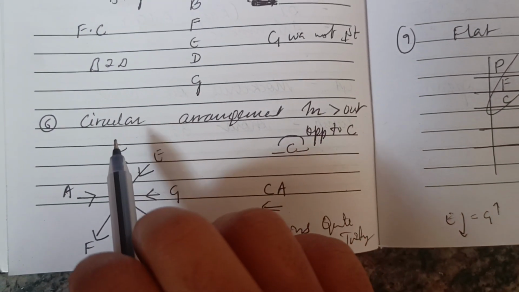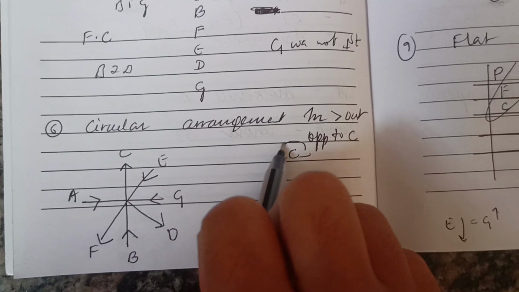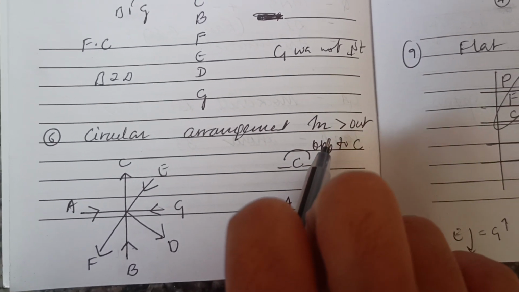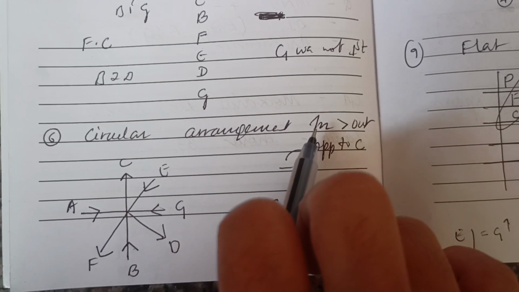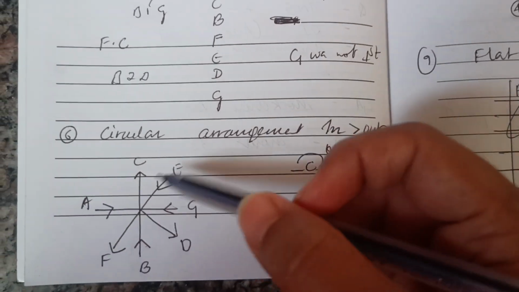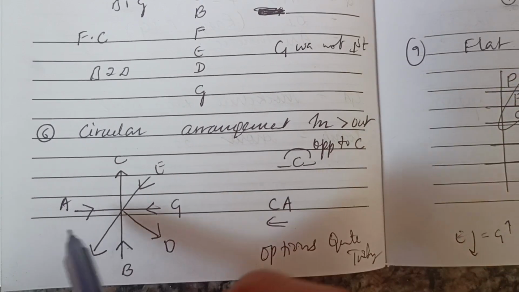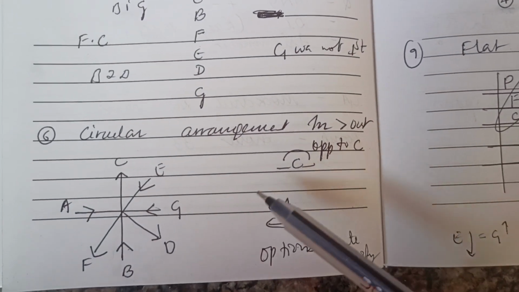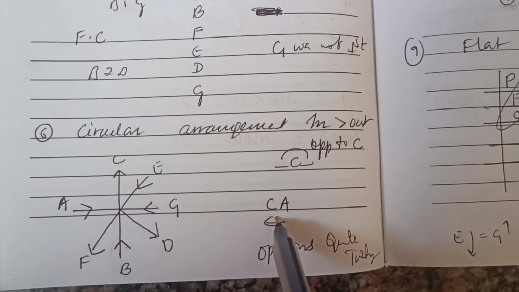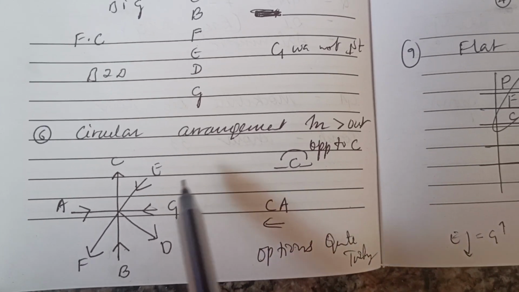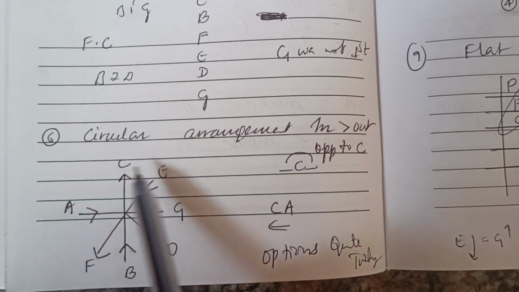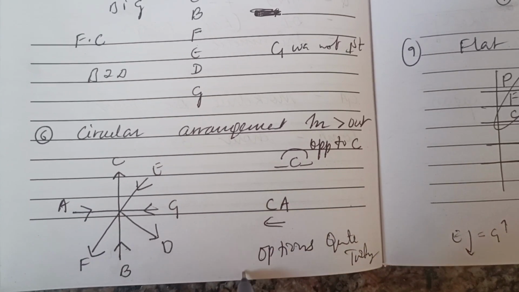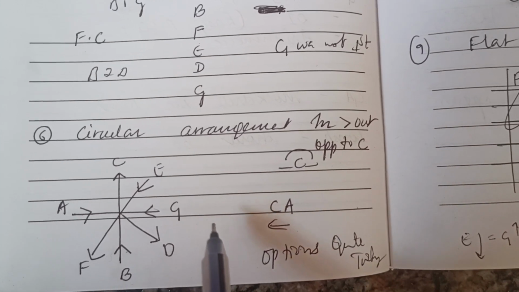Then there was a circular seating arrangement, where the persons were facing inside and outside. One condition mentioned was that the inside facing were more than the outside facing, and this is the diagram: A, F, B, D, G, E and C. Some conditions I can remember were that C was sitting immediately left of A, and the persons sitting adjacent to C were facing opposite to C. The options were quite tricky here.